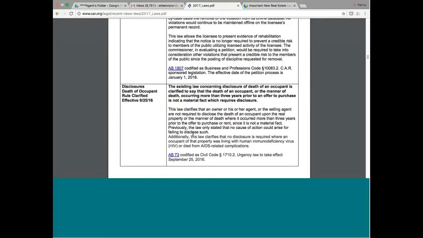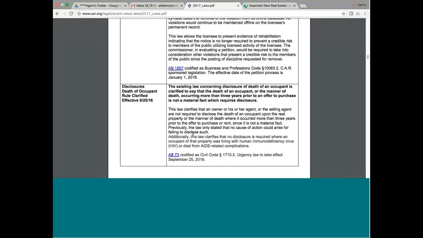Think about it. Why do they have such a law? If somebody had HIV on the property, could it be a material fact? If you look at the new law, it doesn't say that the information about HIV is not a material fact. Think about it. If you're a buyer, you're buying a property, and the previous occupant had HIV, would that somehow influence your decision to buy this property? Yes or no? It could, right? Why? Because you're afraid of contracting AIDS if you live there?